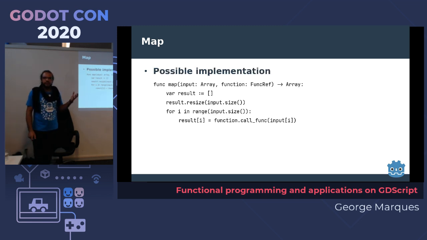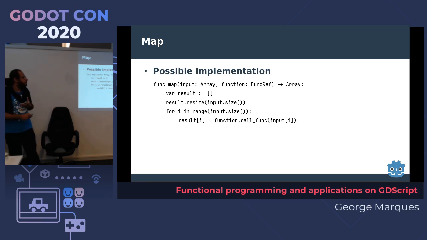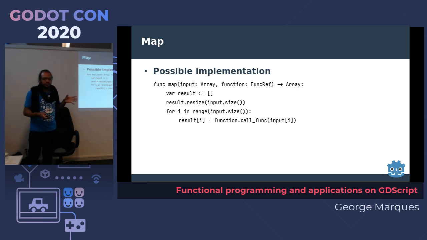This, for example, is a possible implementation of this map function in GDScript. Essentially, we have the result. We create a copy. Then we resize it to be the same size, because the result will be the same size. We already know it. And then for each element of the source array, we call the function that you passed and append the value to the result array. And then we return that. I guess it's missing the return line, but I think you can understand that.